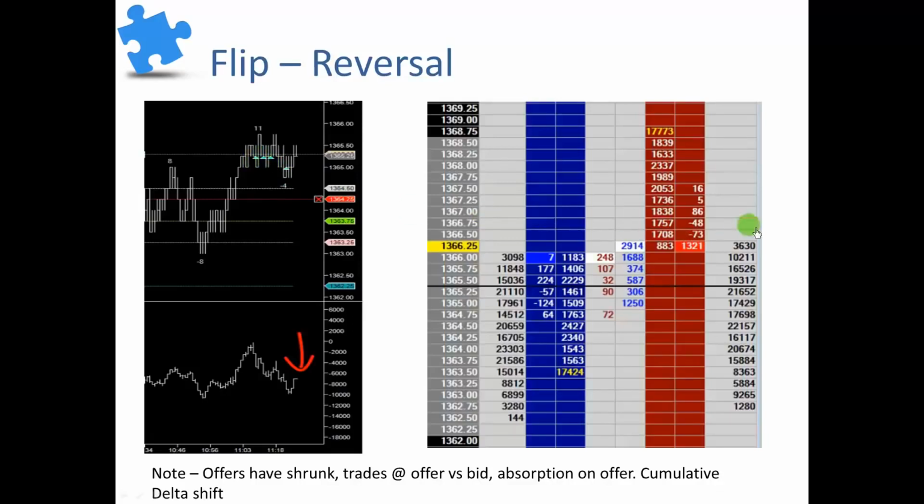Now, looking at the dome, what do we see? Okay, we can see all of the offers have disappeared. All of those big offers, they've just gone. Now, we look on the bid side. We've actually got some decent bids now following the move up, 2,200.